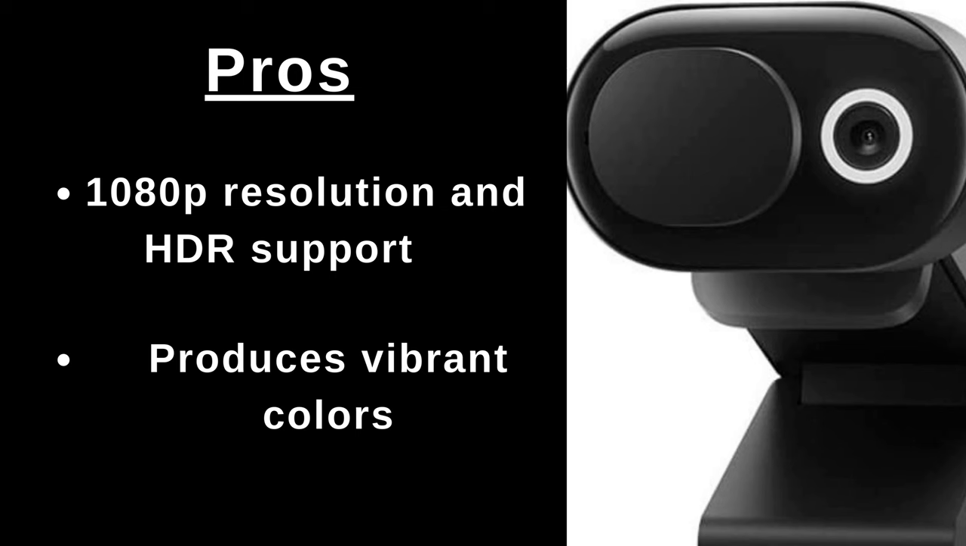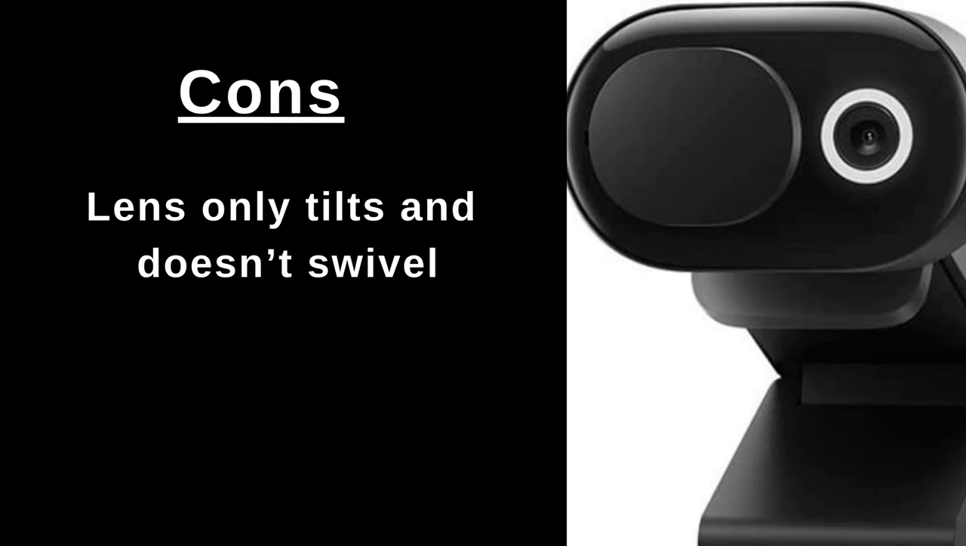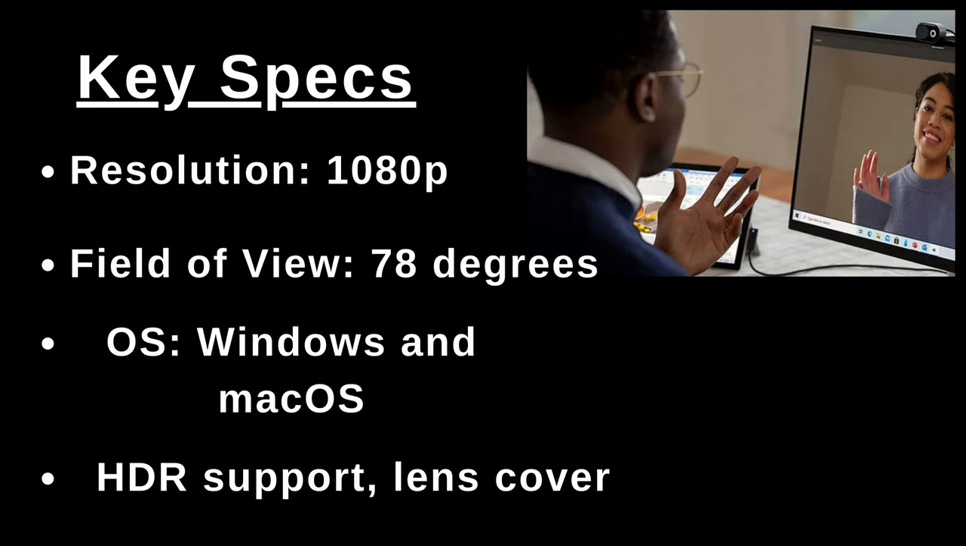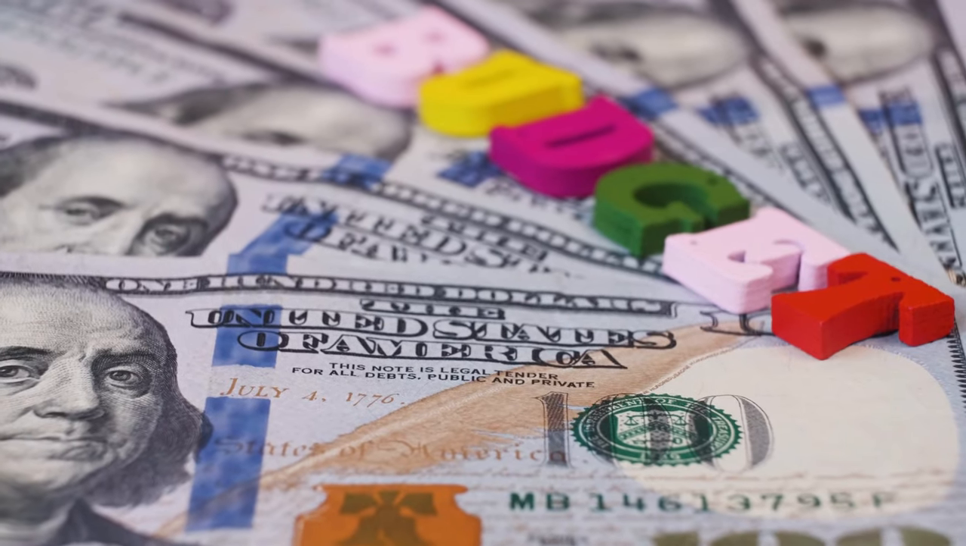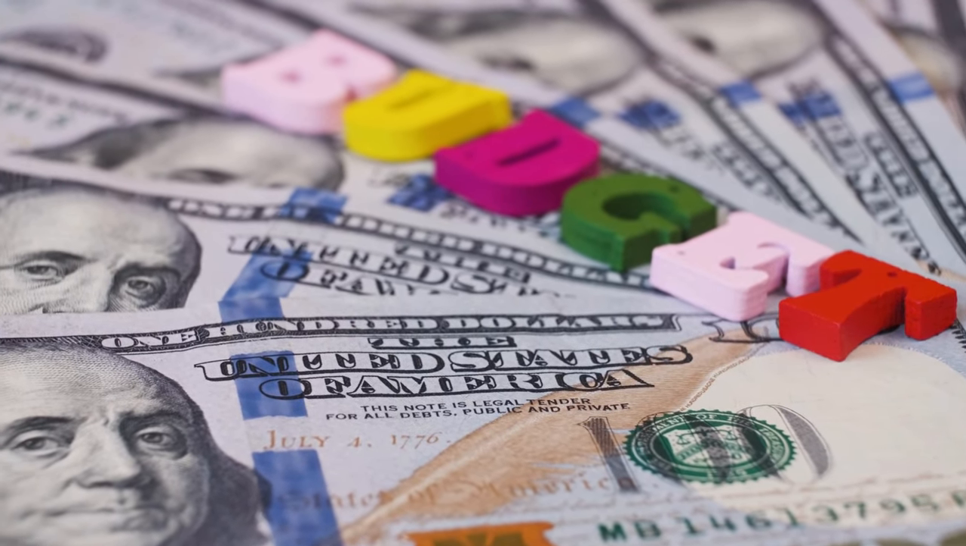Number 3. Microsoft Modern Webcam. Pros: 1080p resolution and HDR support produce vibrant colors. Cons: lens only tilts and doesn't swivel. Key specs: resolution, 1080p at 30 frames per second. Field of view, 78 degrees. Operating system, Windows and Mac OS. Other features: HDR support, lens cover.